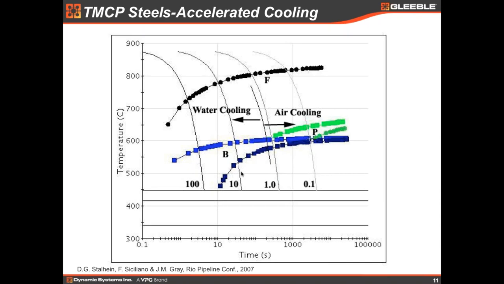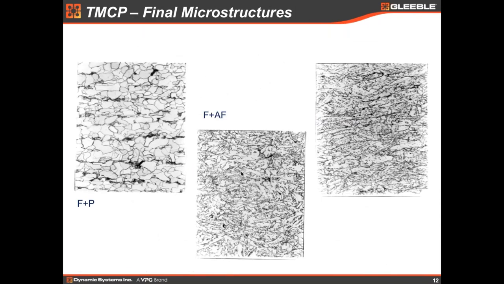in strength. These are three examples of ferrite plus perlite microstructure resulting from slow cooling, and then ferrite plus acicular ferrite, with the acicular ferrite from very fast cooling. So just some examples of microstructures.